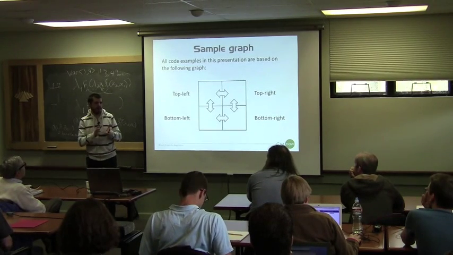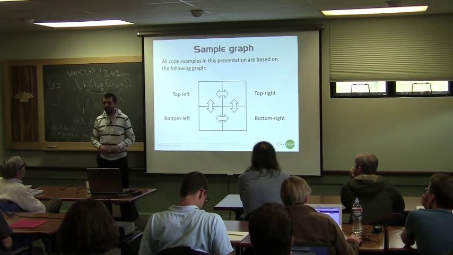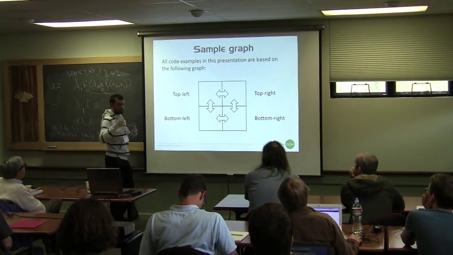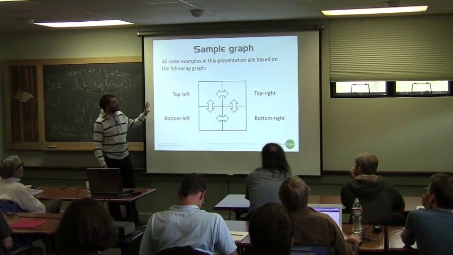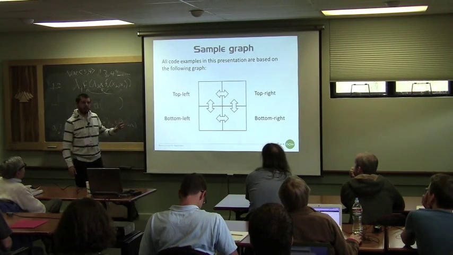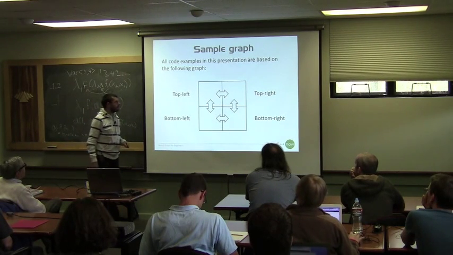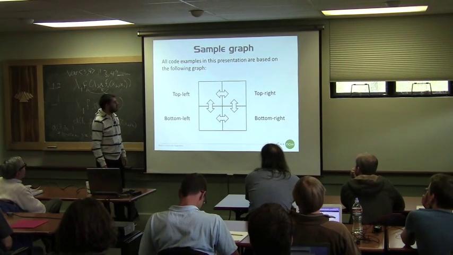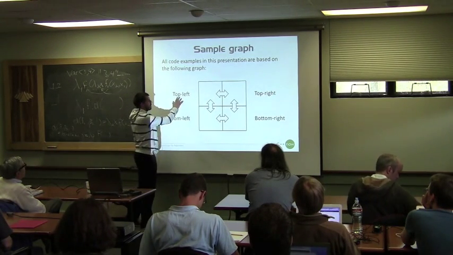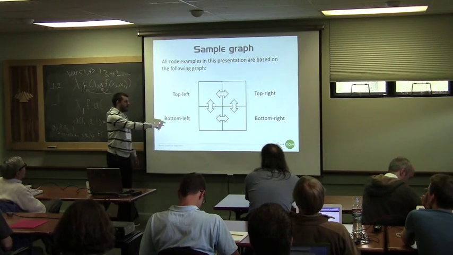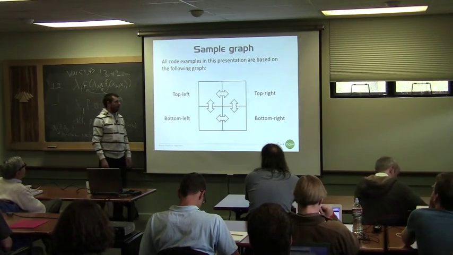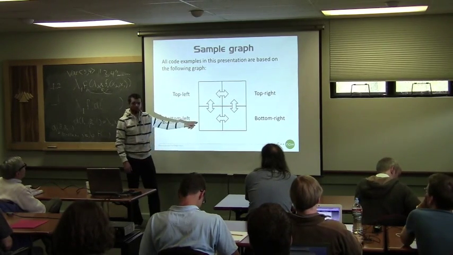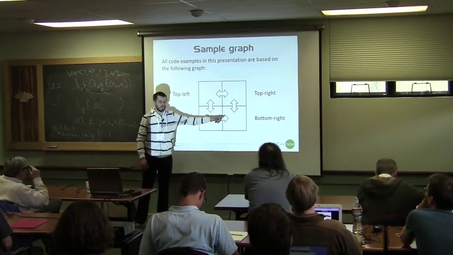So I have to come up with a simple graph for this talk, and I don't want to use the subway map of Tokyo or New York because it's difficult to talk about it then. So I've come up with the simplest graph possible, which is still a little bit more interesting than having just two vertices. So this is my graph, which I'm going to use for all the code examples you're going to see. So I have four vertices, and I'm calling them top left, top right, bottom left. And I can go from the top left vertex to the top right vertex. I can also go to the bottom left vertex, but I cannot go to the bottom right vertex.